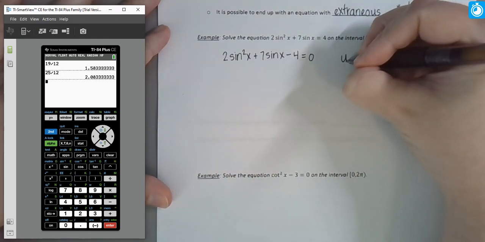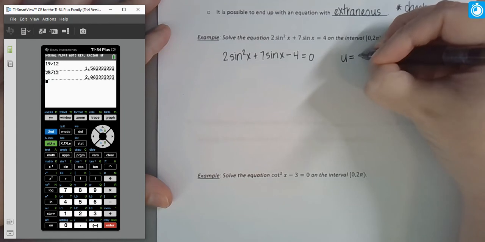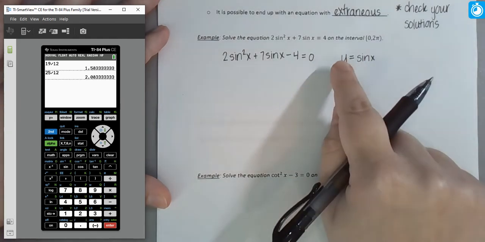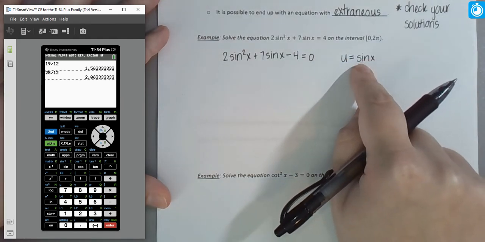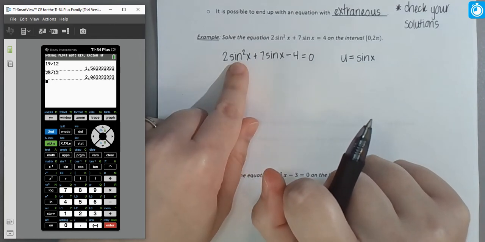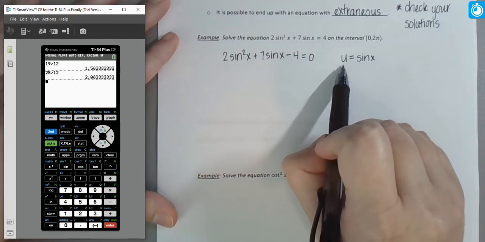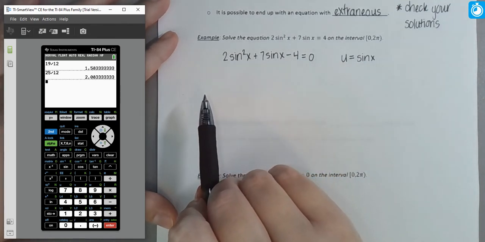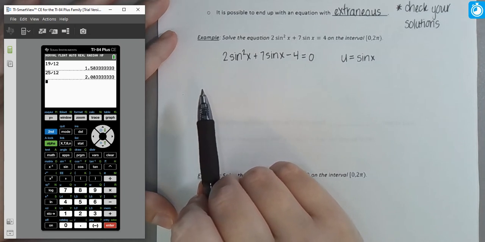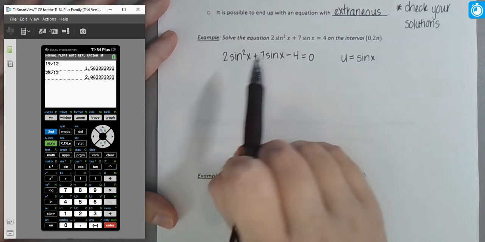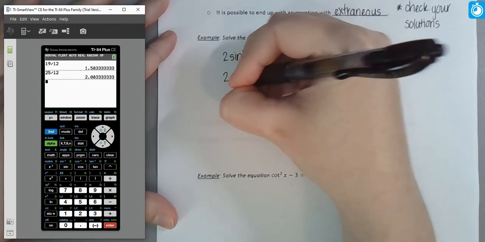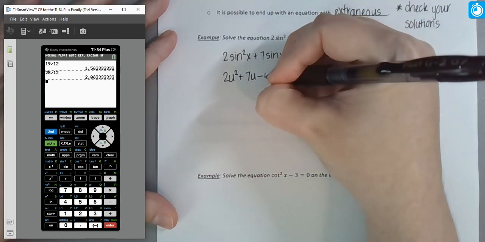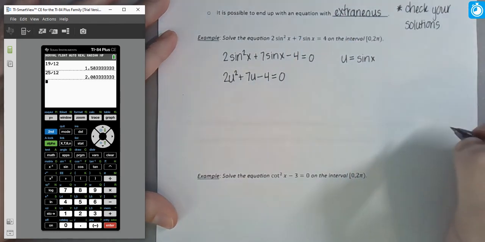So in place of the trig function sine x, we're just going to temporarily substitute a variable. So I'm going to use the variable u, and I'm going to allow u to be equal to the sine of x. This is only going to be a temporary substitution, but essentially what's going to happen is wherever I see a sine x in my equation, I can substitute this variable u. I'm changing what the equation looks like, but I'm not fundamentally changing its form, at least from the standpoint of being able to factor. So I'm going to temporarily substitute a u in place of sine x. So that's going to be 2 times u squared plus 7 times u minus 4 is equal to 0.